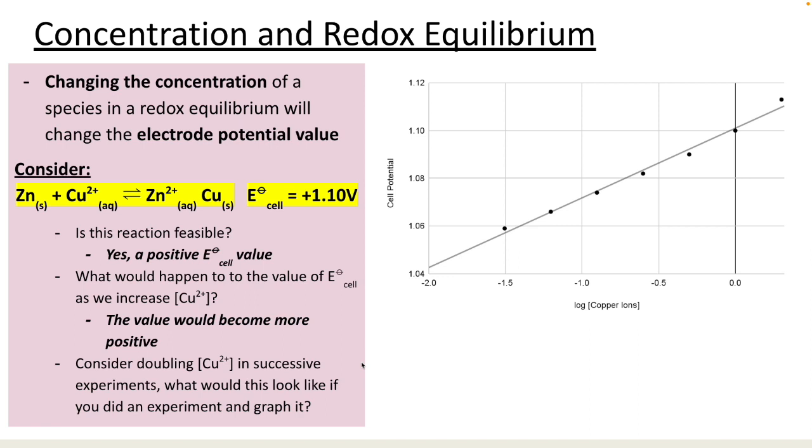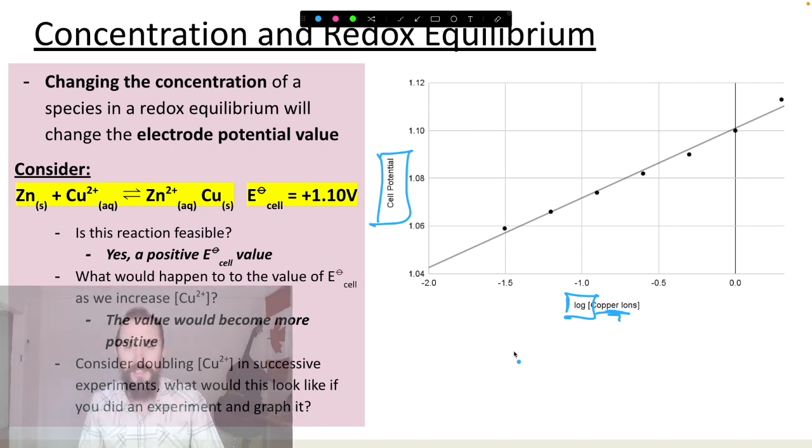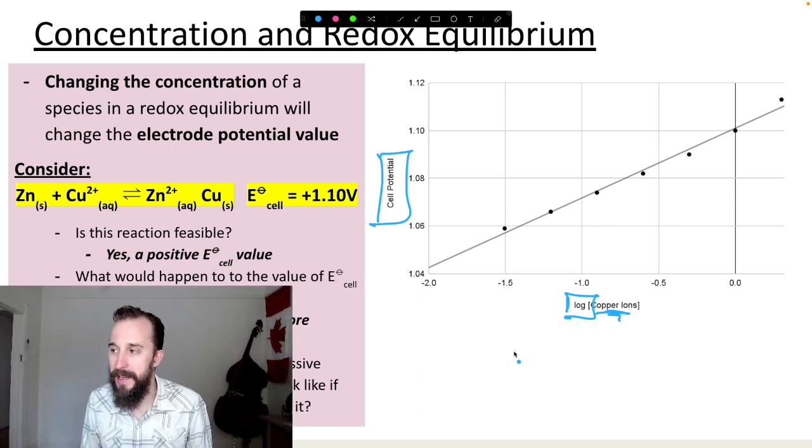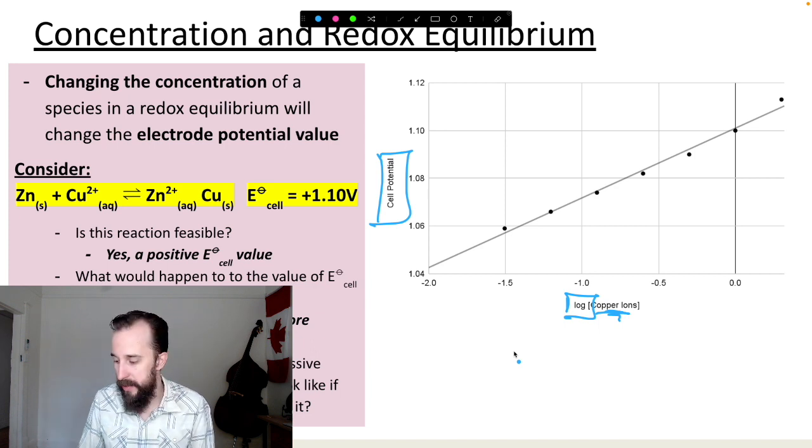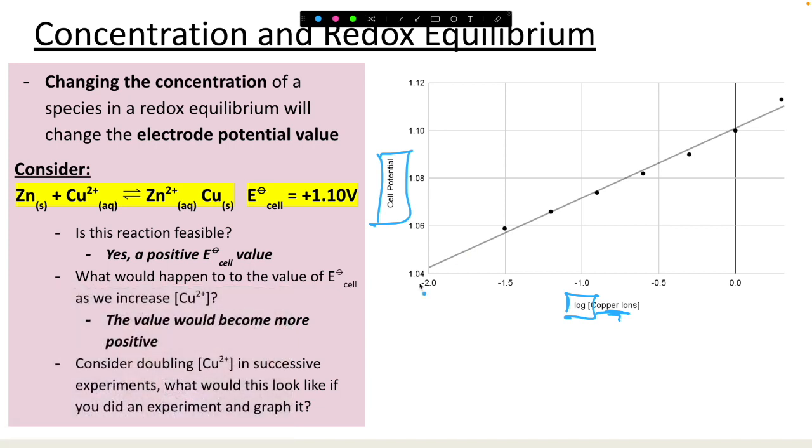So what have I got here? I've got the cell potential that we're measuring. I've got the concentration of copper ions, which I've popped on a logarithmic scale just to squish everything nice and close together. And we end up with a very good looking linear relationship between the two of these. So each time we are doubling the concentration of our Cu2+, measuring the cell potential, and then graphing that against the logarithm of our concentration.